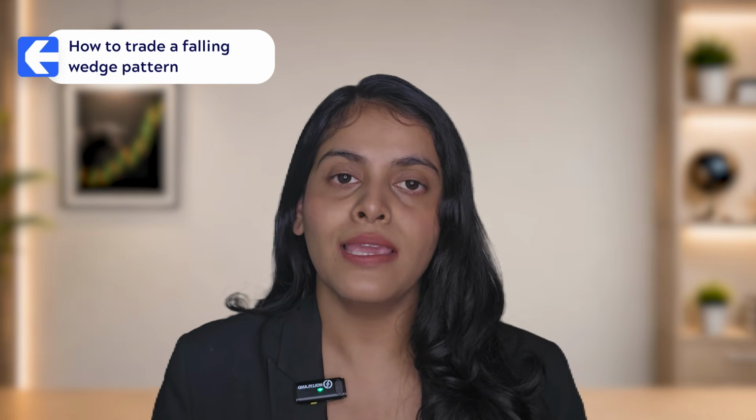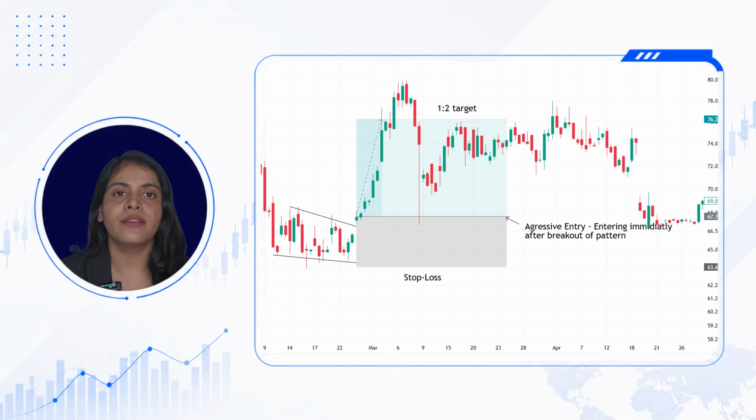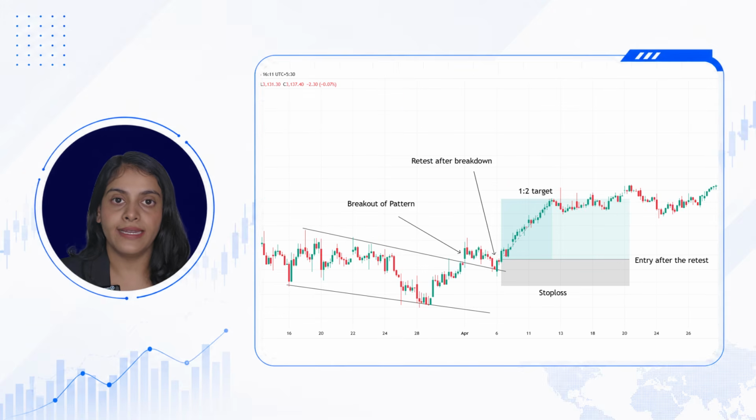Now, how to trade a falling wedge pattern is equally important, and let's go towards that. Once the breakout is confirmed, traders usually follow one of two approaches. Aggressive traders enter immediately after the breakout candle closes above the resistance line. This allows them to capture the move early, but also exposes them to higher risk of a false breakout. Conservative traders prefer waiting for a retest. Often after breaking above the resistance, the stock comes back to test the breakout.